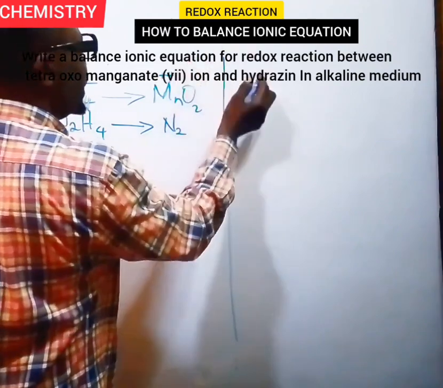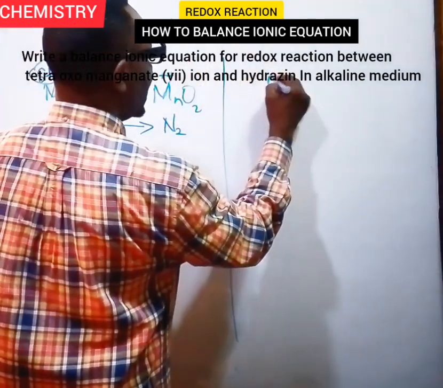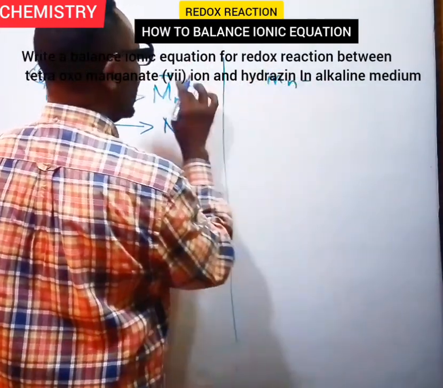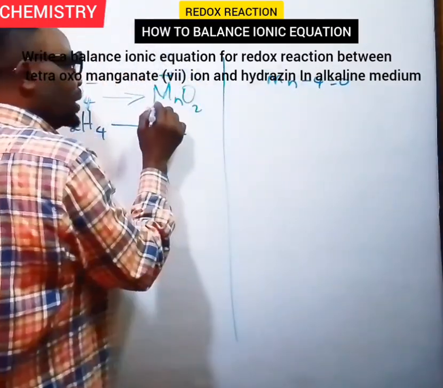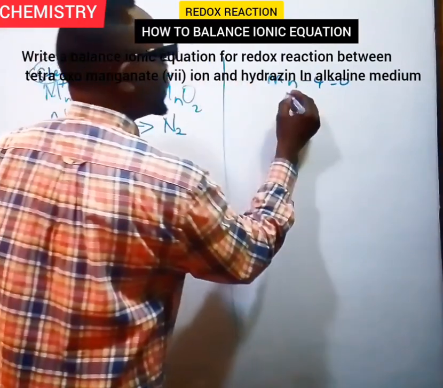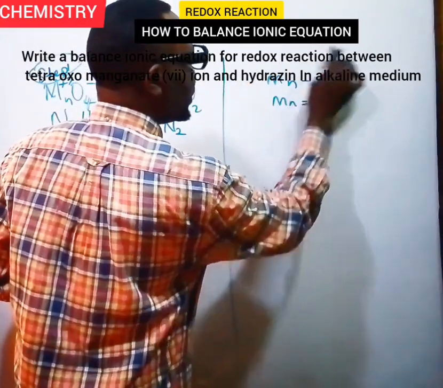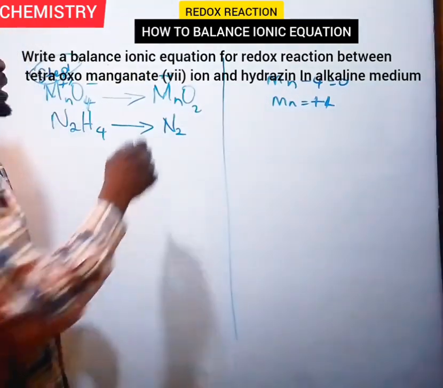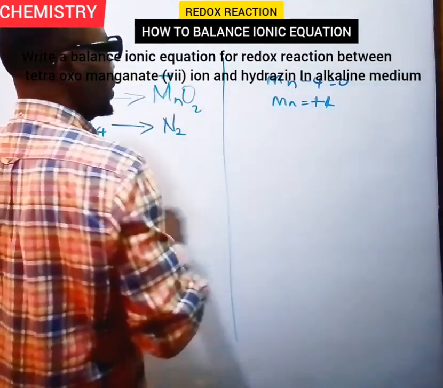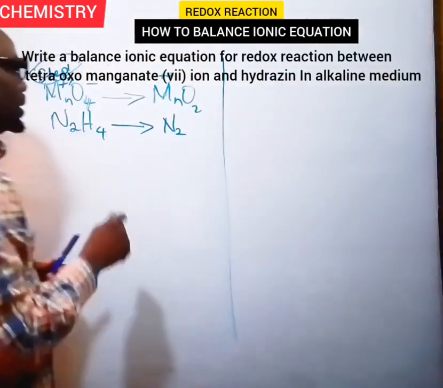So how do I do that? Let me quickly do that here. That will be Mn plus oxygen, -2 times 2, which is -4, equal to 0. This is in a compound state, there's no charge on it. So Mn is equal to +4. That is the oxidation number of that manganese there.